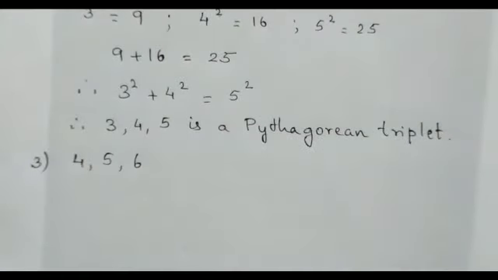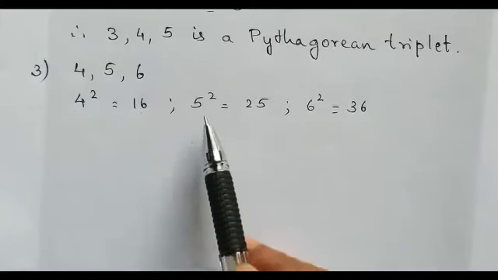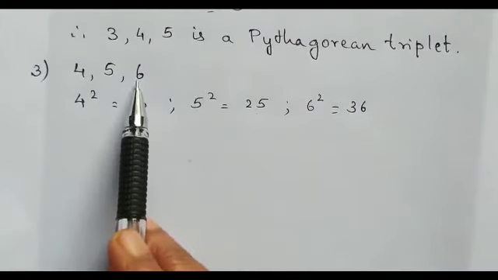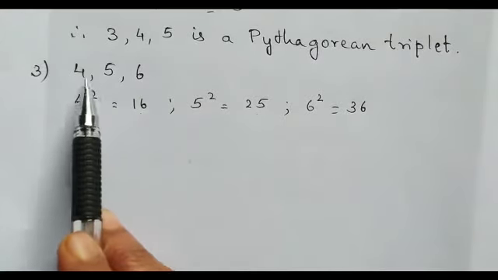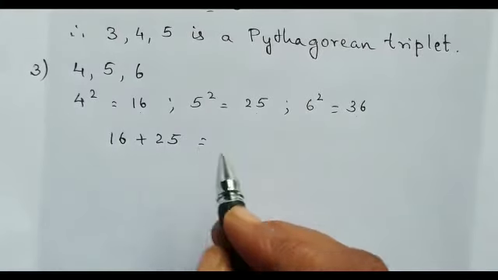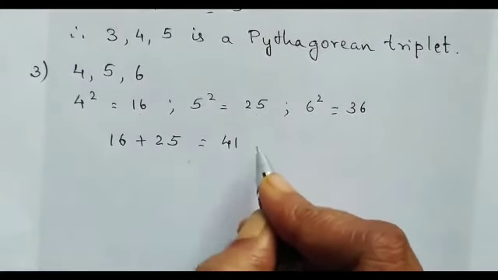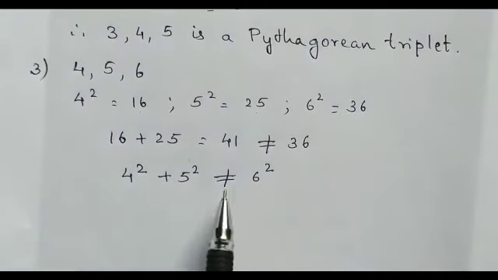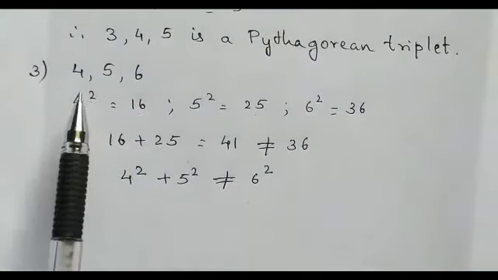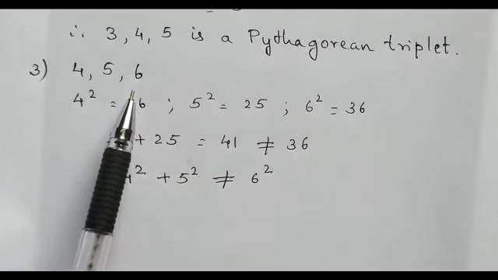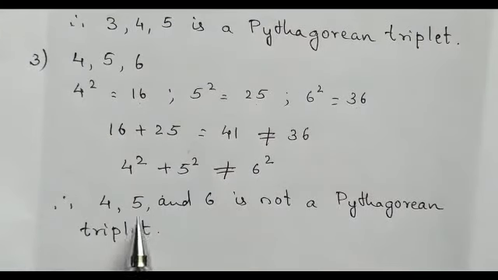Now let's see the third question. 4 square is 16, 5 square is 25 and 6 square is 36. The biggest number is 6. So let us see the sum of the squares of the other two numbers. 16 plus 25 is 41. That is not equal to 36. That is 4 square plus 5 square is not equal to 6 square. What does it mean? It means that 4, 5 and 6 is not a Pythagorean triplet. Therefore, 4, 5 and 6 is not a Pythagorean triplet.